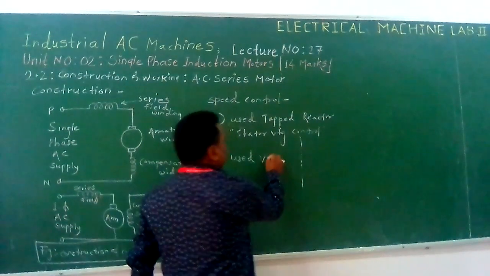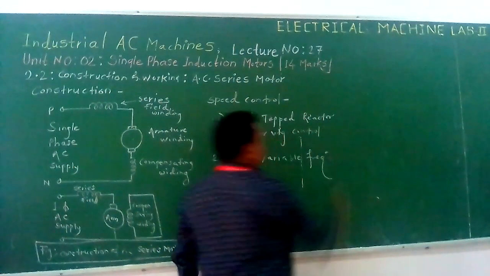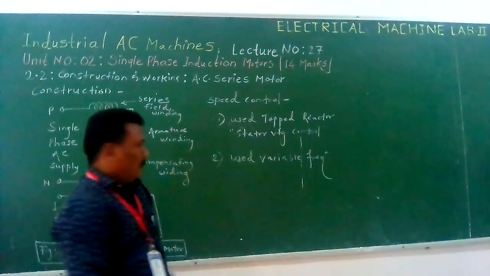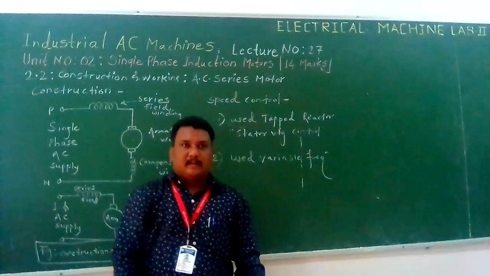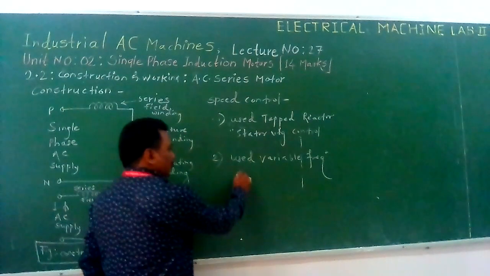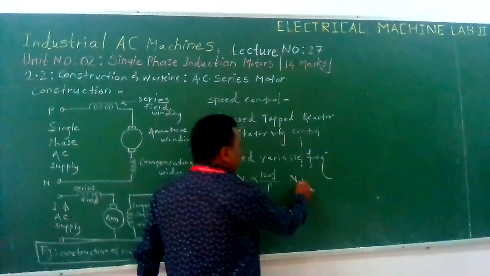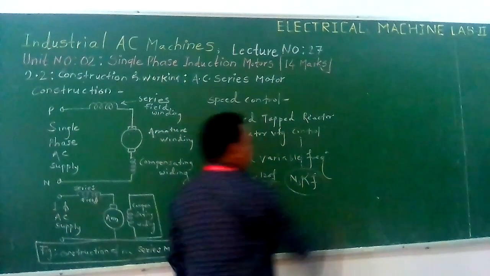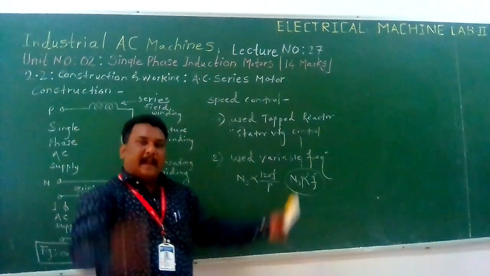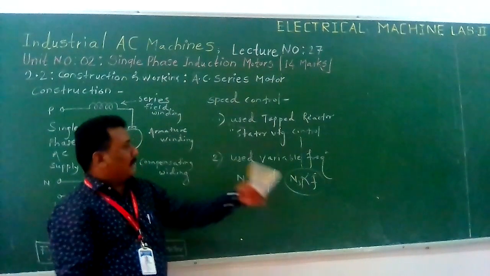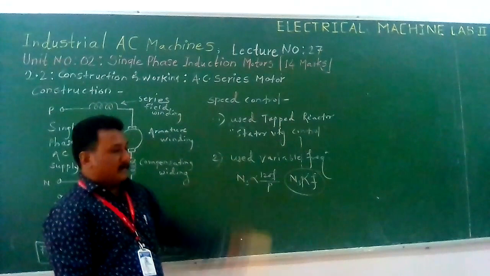The second one is the use of variable frequency. We have already seen the speed control of AC motors. Synchronous speed is equal to 120 f upon p, meaning synchronous speed is directly proportional to frequency. So the frequency can be reduced, the synchronous speed reduces, and the actual speed also reduces. So the second method of speed control is variable frequency.